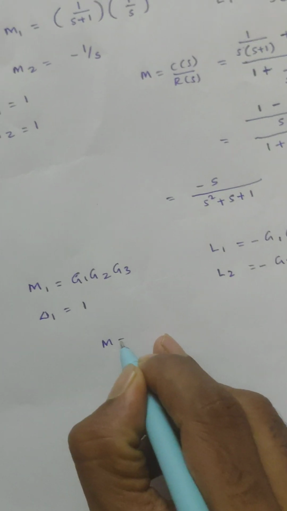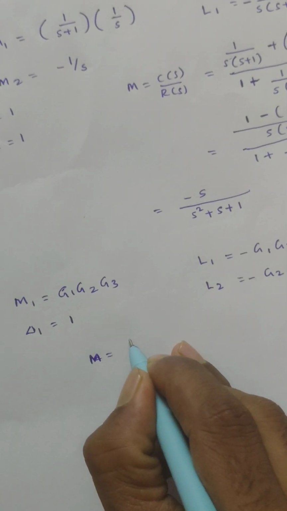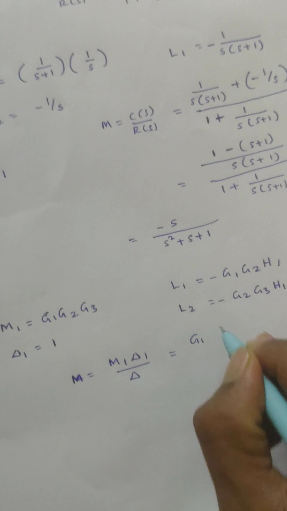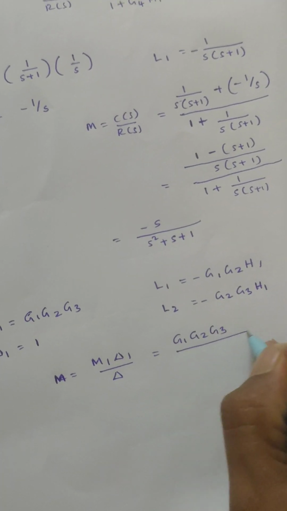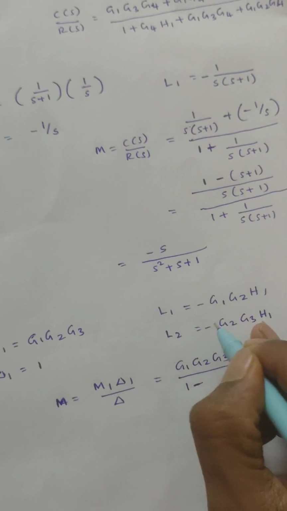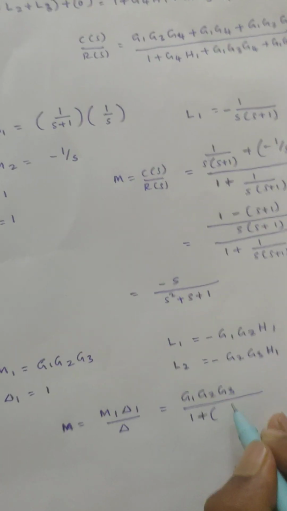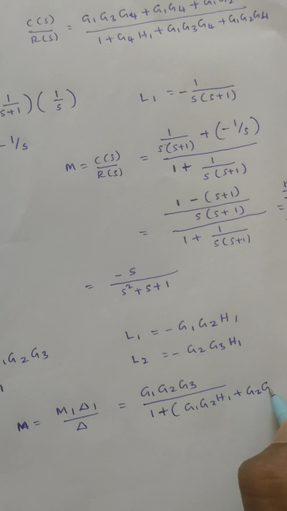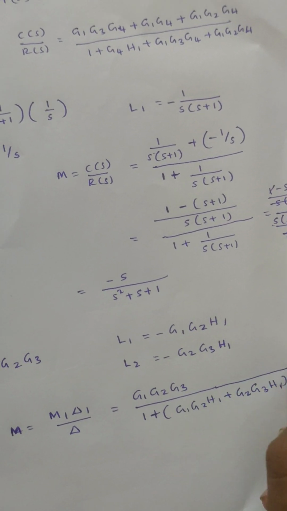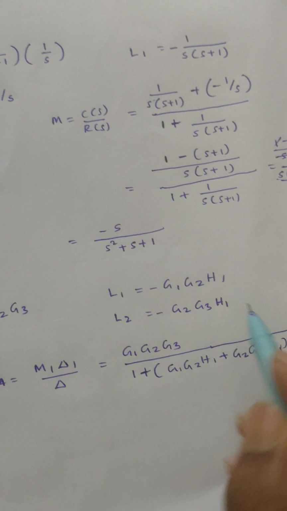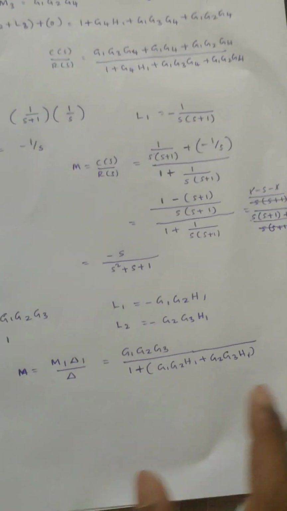Then Mason's gain formula, M is equal to M1 delta 1 by delta, that is equal to the M1 value G1 G2 G3 into 1. Delta 1 value is 1, right? Delta is nothing but 1 minus sum of loops, right? Here L1 plus L2, starting minus of minus, again you will get plus, G1 G2 H1 plus G2 G3 H1. Okay, next, plus sum of product of two non-touching loops, right? There is no non-touching loop, that means the problem is over.